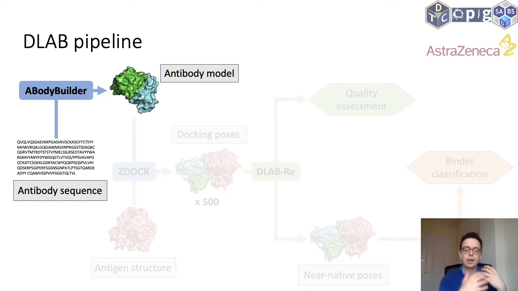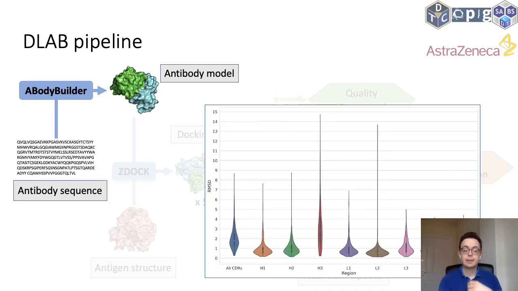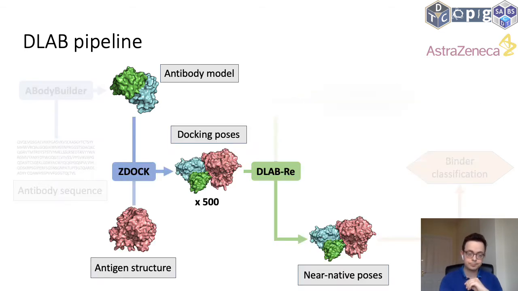The first step is obviously modeling an antibody of interest from its sequence. To this end, we use the bodybuilder modeling tool, which is both fast and able to create accurate models of antibodies of interest. We then use these antibody models in order to generate docking poses against antigens of interest. To this end, we use the fast rigid body docking tool ZDock. These docking poses are then reassessed using the convolutional neural network model DLAB-RE.